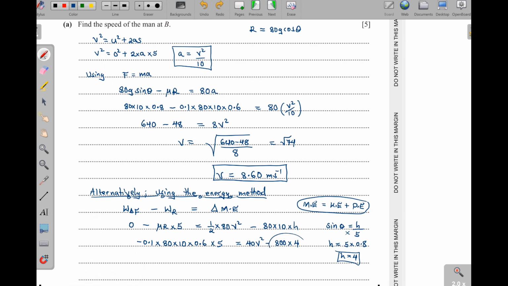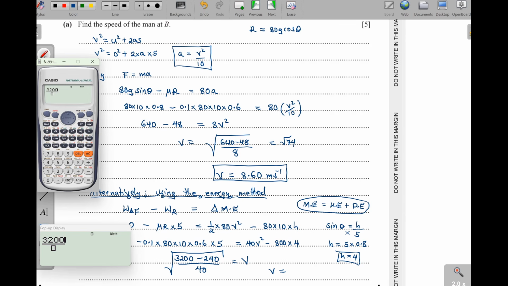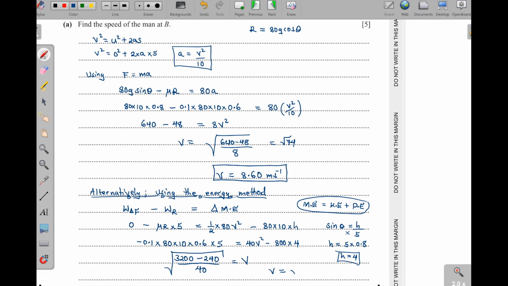Now, when this comes to this side, it is 3200, then minus the 240, then we shall divide by 40, then after we take the square root, this will give us v. So what will be the v here? 3200 minus 240, then when you divide by 40, do you get 74? 74. As simple as that, root of 74. So either way, you get the answer.